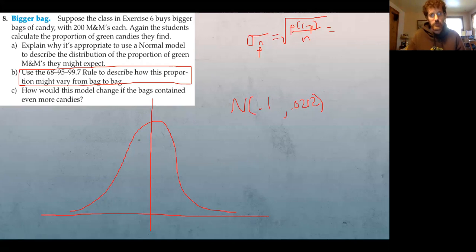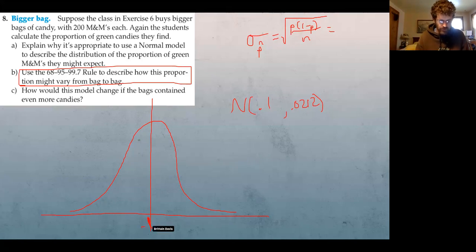If you become a professional statistician, you have to know how to draw a normal model really well. I kind of suck at it, which is why I could never be a professional. All right, so we can always start off with this. We know that this is going to be centered at 0.1.